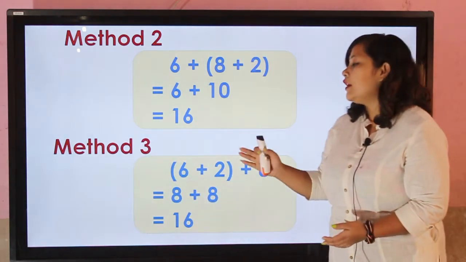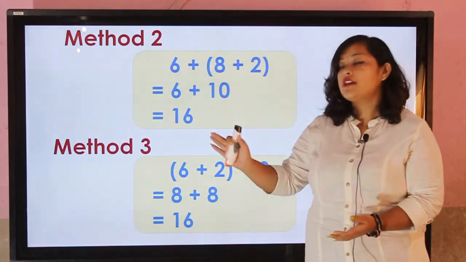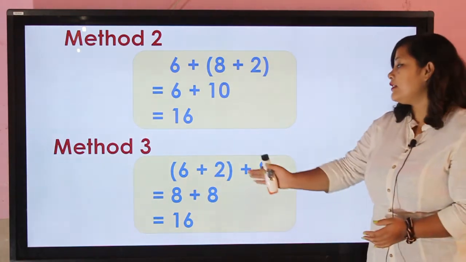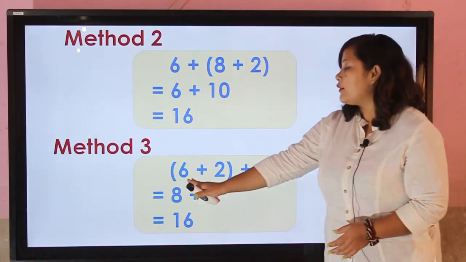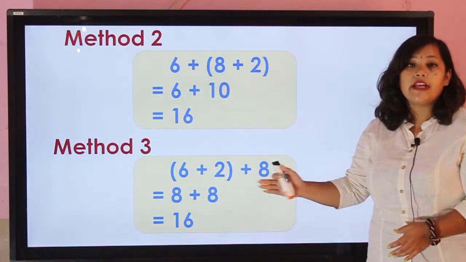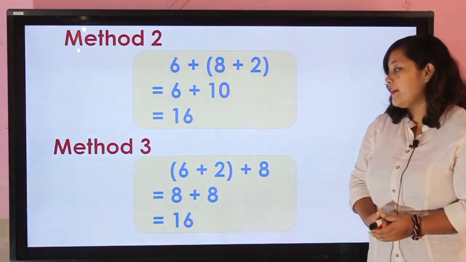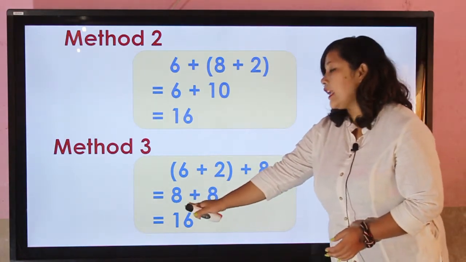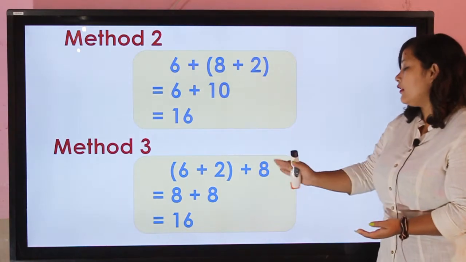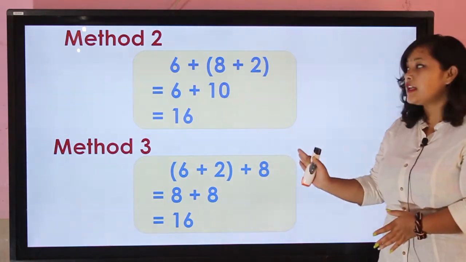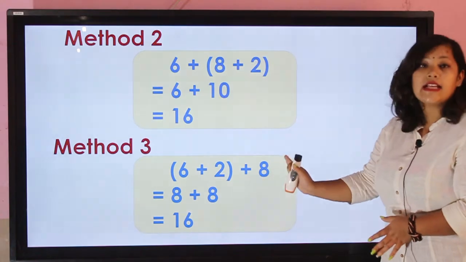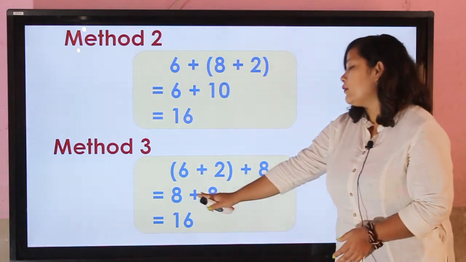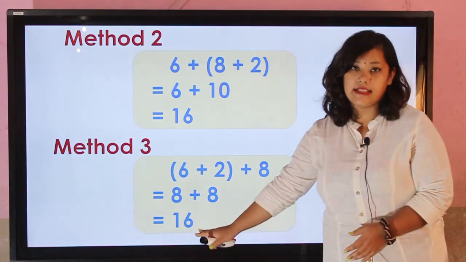In method 3, we have to add first number that is 6 and the third number that is 2. We have to add 6 plus 2. If we add 6 plus 2, then we will get 8. And again, we have to add the second number. According to the question, 8 lies in second position, a second number that is 8. So 8 plus 8 is 16.